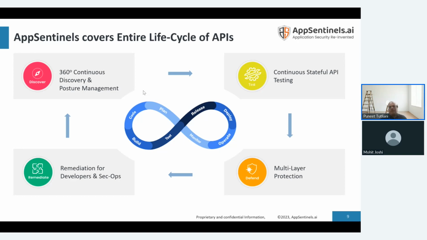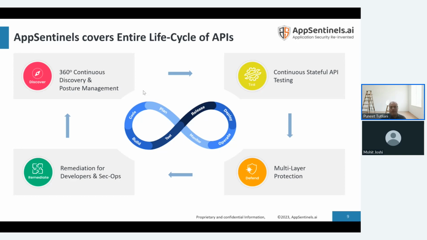The third pillar that we have is multi-layer protection. And I think all of us are well aware that hackers are evolving, new techniques are emerging every single day. What you need is a defense in depth approach, a platform which can take care of a variety of attacks that APIs can be exposed to, right?